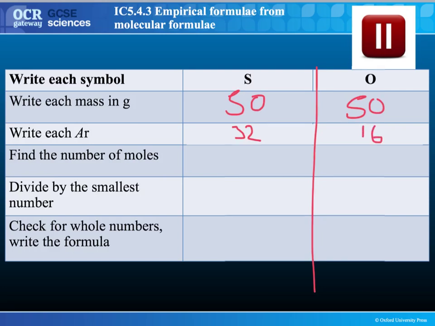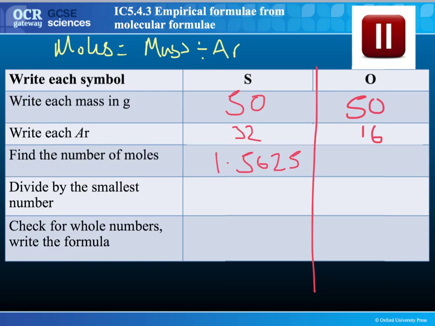Using the same equation to work out the number of moles by doing the mass divided by the atomic mass, we find that the number of moles of sulfur is 1.5625 and the number of moles of oxygen is 3.125.